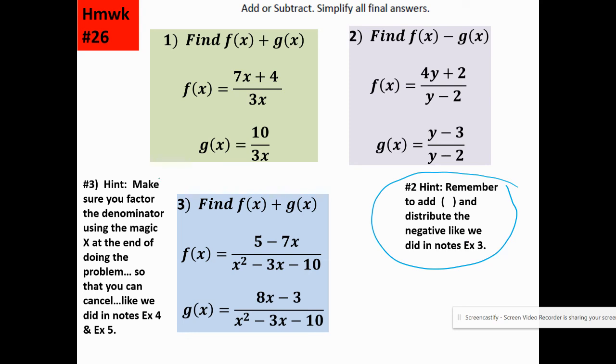And then for number 3, I gave you a hint for when you do this one. Make sure you factor the denominator using the magic x at the end of doing the problem so that you can cancel like we did in notes example 4 and 5, the last 2 notes. So I even told you where to look at in your notes, okay?